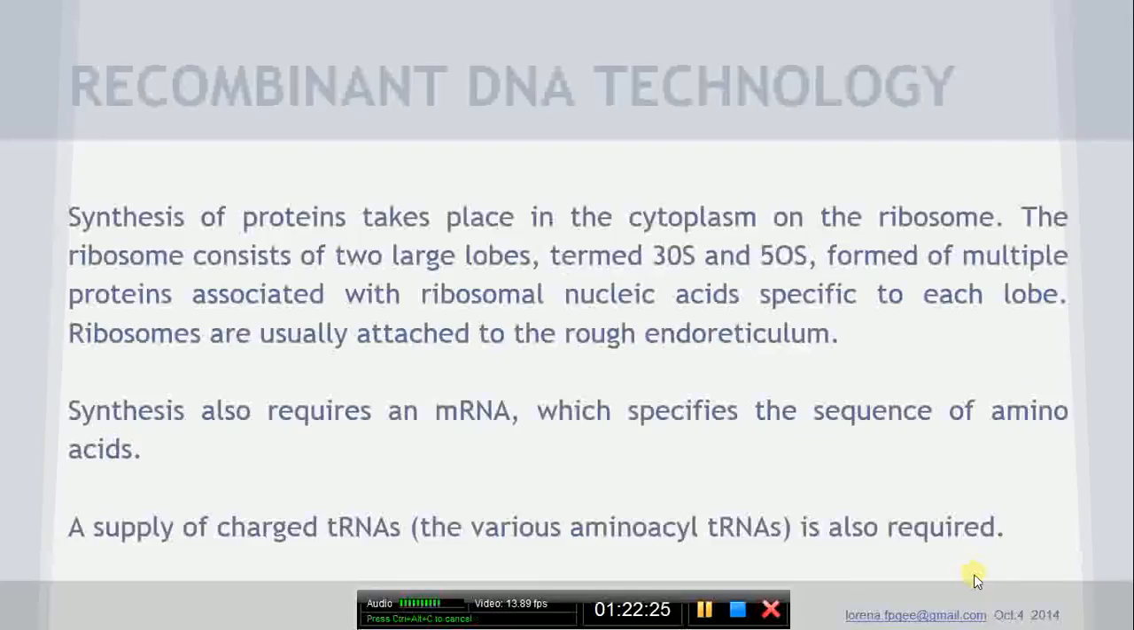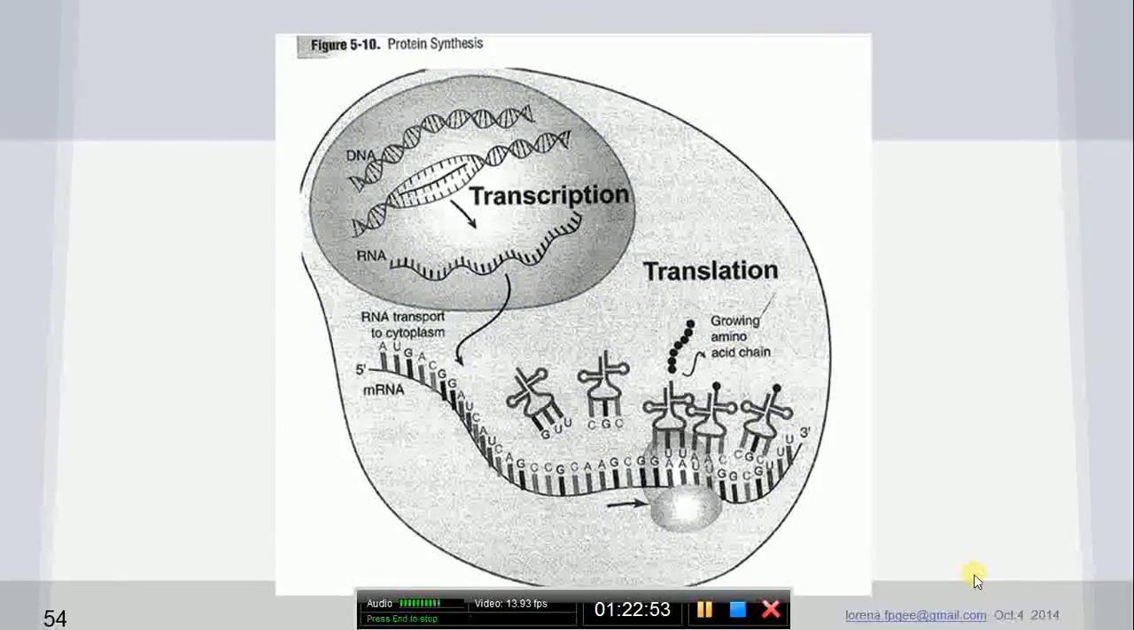5-5 Recombinant DNA technology. Synthesis of proteins takes place in the cytoplasm on a complex structure called a ribosome. The ribosome consists of 2 large lobes, termed 30S and 50S, formed of multiple proteins associated with ribosomal nucleic acids specific to each lobe. Ribosomes are usually attached to the rough endoplasmic reticulum. Synthesis also requires an mRNA, which specifies the sequence of amino acids. A supply of charged tRNAs, the various aminoacyl tRNAs, is also required.